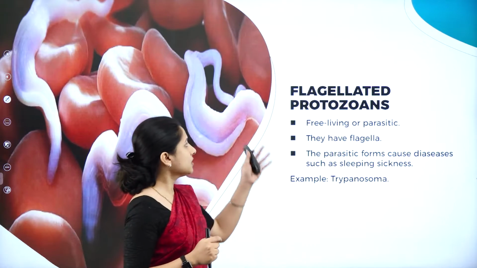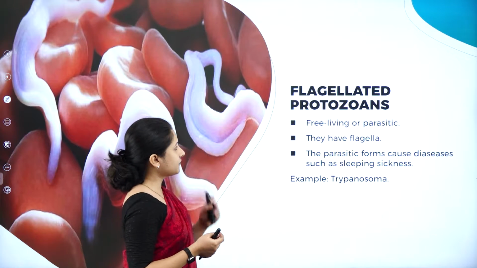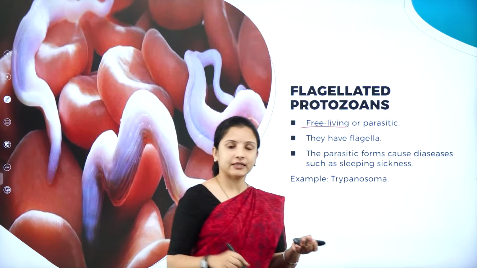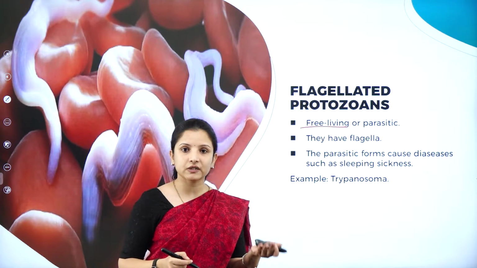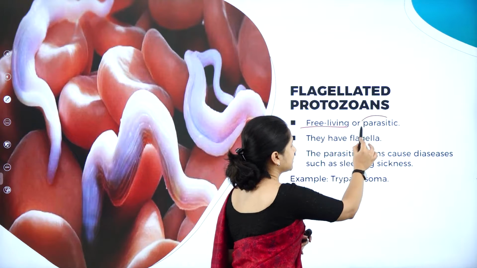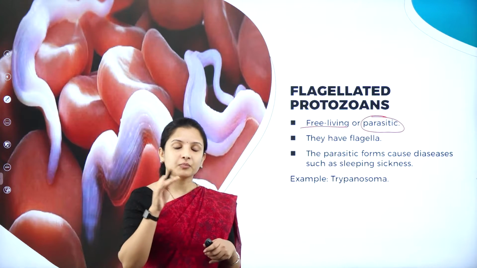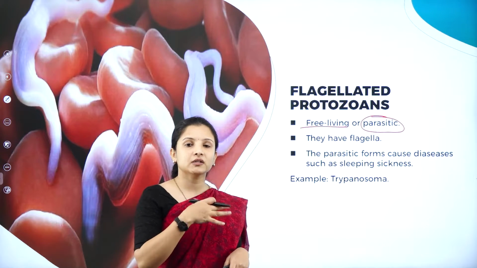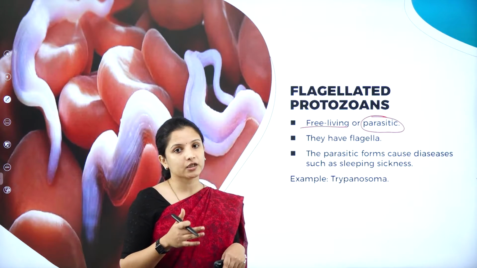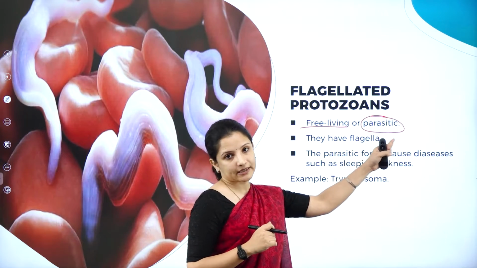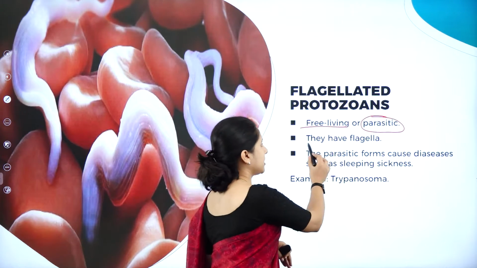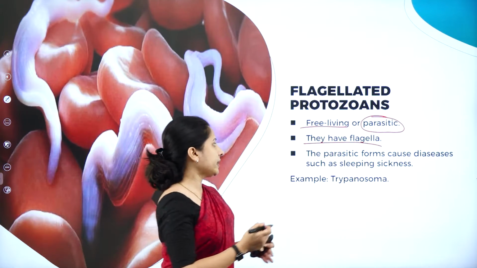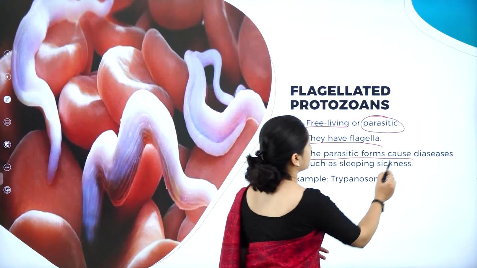So next, moving to flagellated protozoans. These flagellated protozoans can be free living, that is, they can live on their own without depending on any other organism, or they can be parasitic. Parasitic means they depend on another organism for their survival, and whichever organism they depend on, they will eventually kill. That is why it is called parasitic. And they have flagella, which help them in movement, which means they are motile.